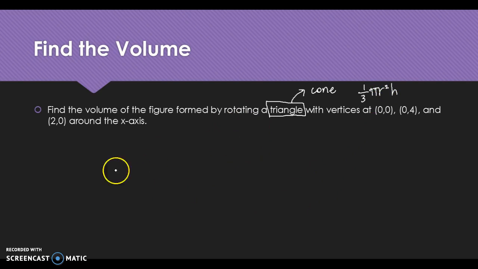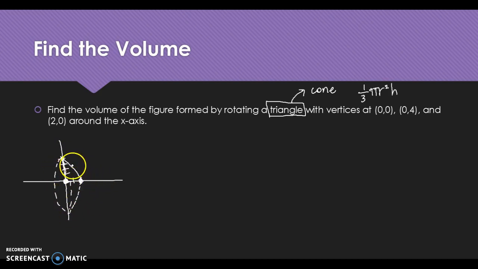So I'm going to first graph it. I've got my x and y axis here. I've got points at (0, 0), (0, 4), and (2, 0). So here's the triangle that I'm rotating. And I'm going to rotate it on the x-axis, which is down here. So I'm going to end up with this shape of like a cone kind of thing here, which is kind of hard to see.